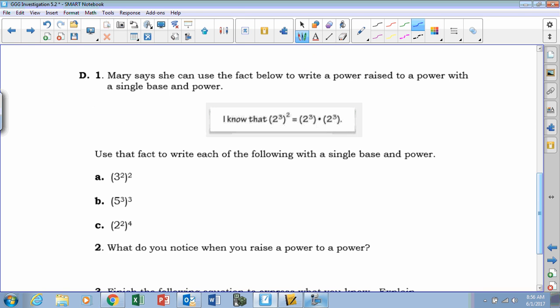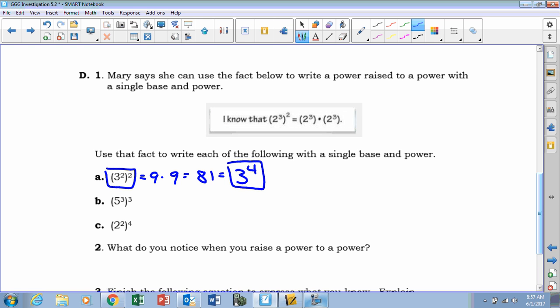So when I square 3 to the second power, well, we know that 3 to the second power is what? 3 times 3. 9, right? So this is basically saying 9 times 9, which is 81, right? But another way that we can write 81 as a single base with a power, you can write it as 9 squared, or you can write it as this, 3 to the fourth power. So again, this is where we started, and this is where we ended up.